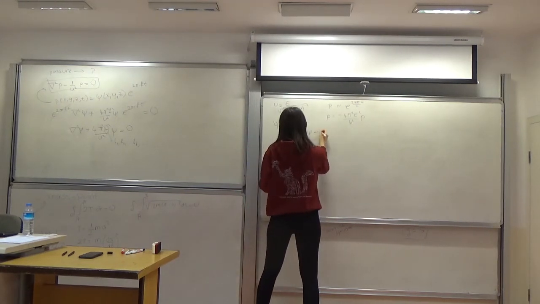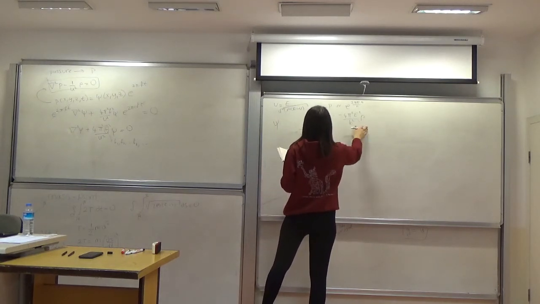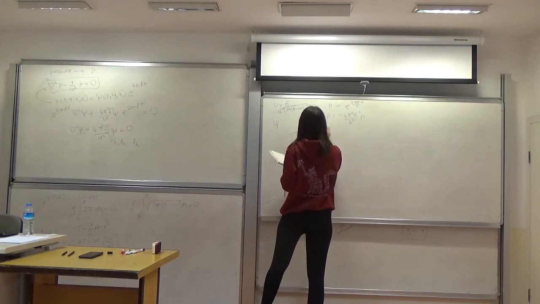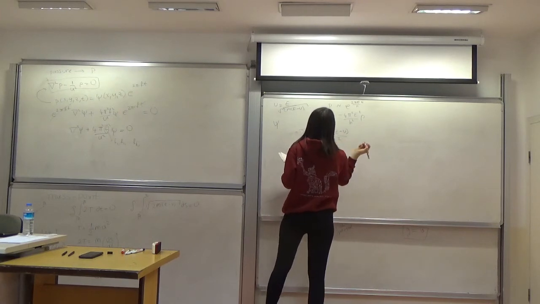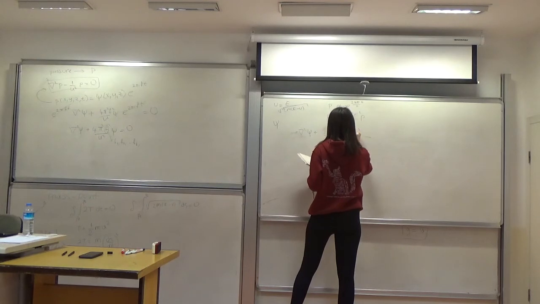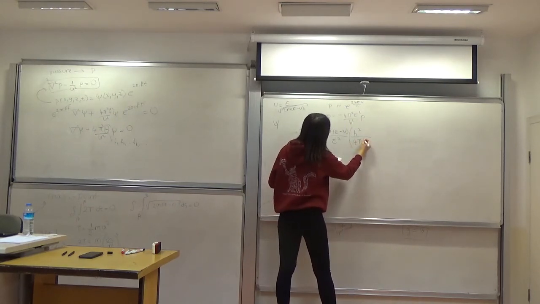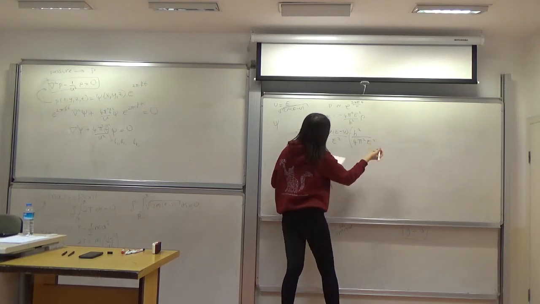And this square of this over E square, and square, 4 pi square E square.